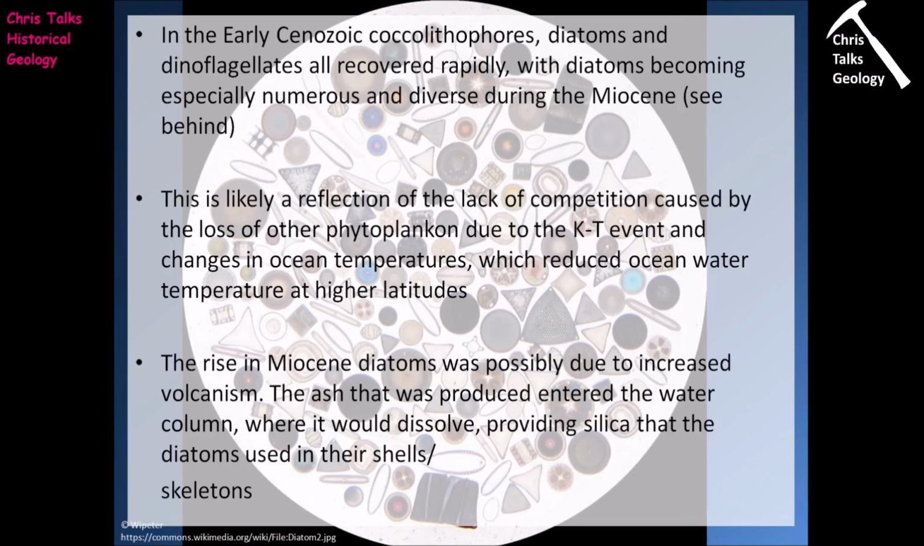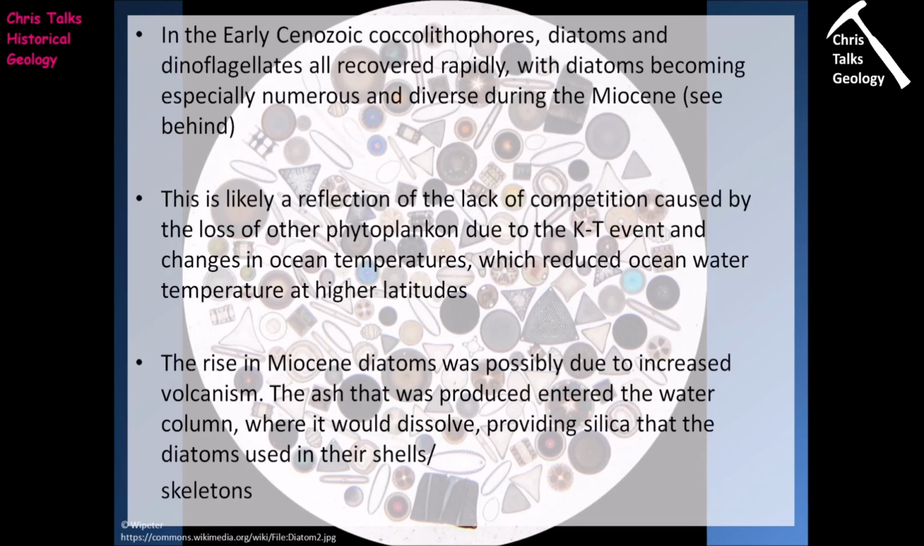So as we've discussed, the temperature of the oceans closer to the poles begins to decrease during the Cenozoic, and it just so happens that diatoms in particular quite like cold water. And so as we see these temperature changes occur, we begin to see diatoms becoming more and more established and more numerous in these colder water environments.